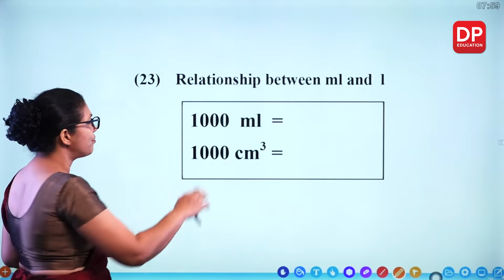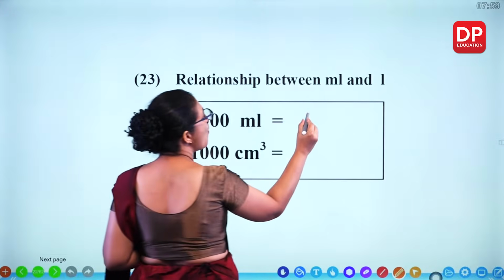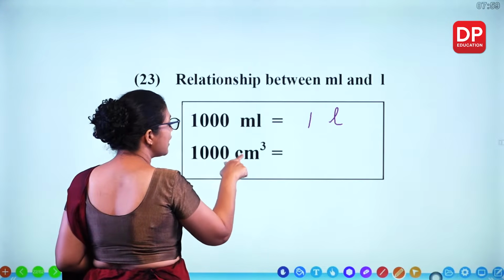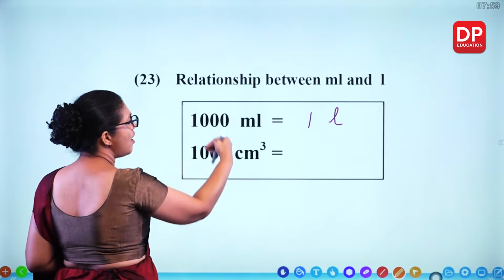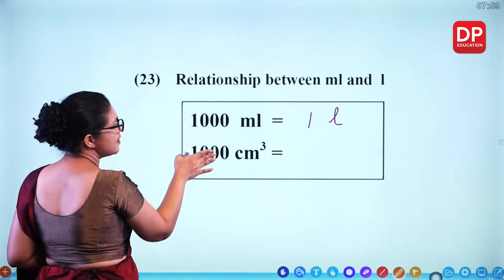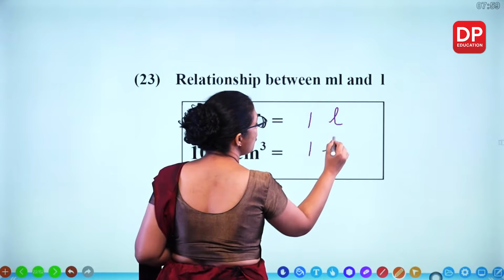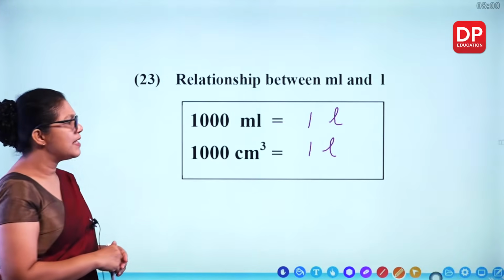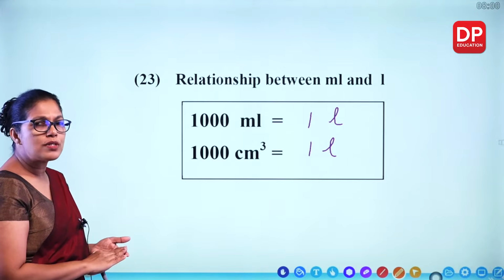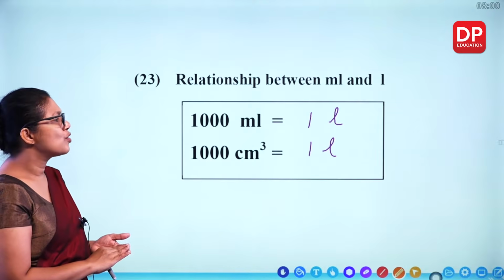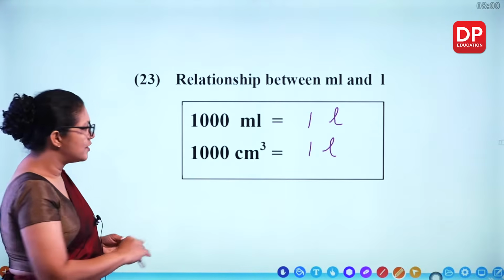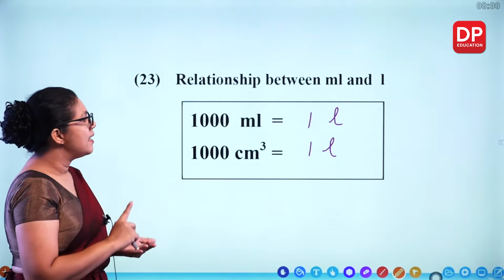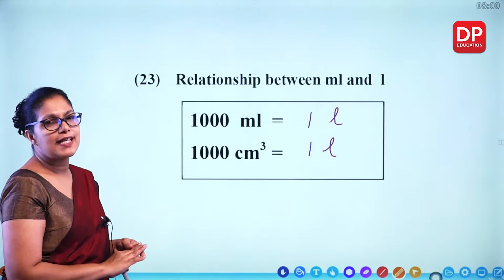Now we'll look at the relationship between milliliter and liter. We know 1000 milliliters is 1 liter. So what about 1000 cubic centimeters? These two are equal, so this is also 1 liter. So what's the relationship between cubic centimeters and liters? 1000 cubic centimeters is equal to 1 liter. This is also an important relationship when you are dealing with milliliters, liters and cubic centimeters.